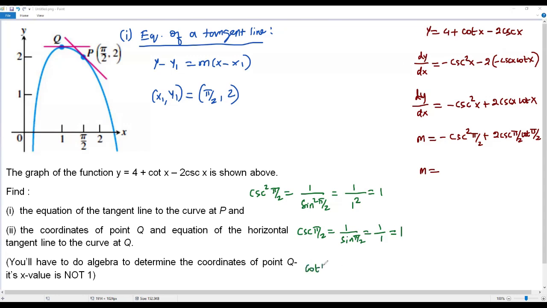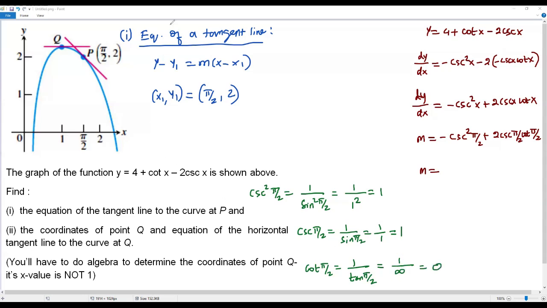Now to get the value of cotangent pi over 2, it can be written as 1 over tangent pi over 2, because tangent and cotangent are reciprocals of each other. So cotangent pi over 2 can be written as 1 over tangent pi over 2. We know that tangent pi over 2 is undefined, or it can be written as infinity. Whenever I divide a non-zero number by infinity, it is equal to 0.